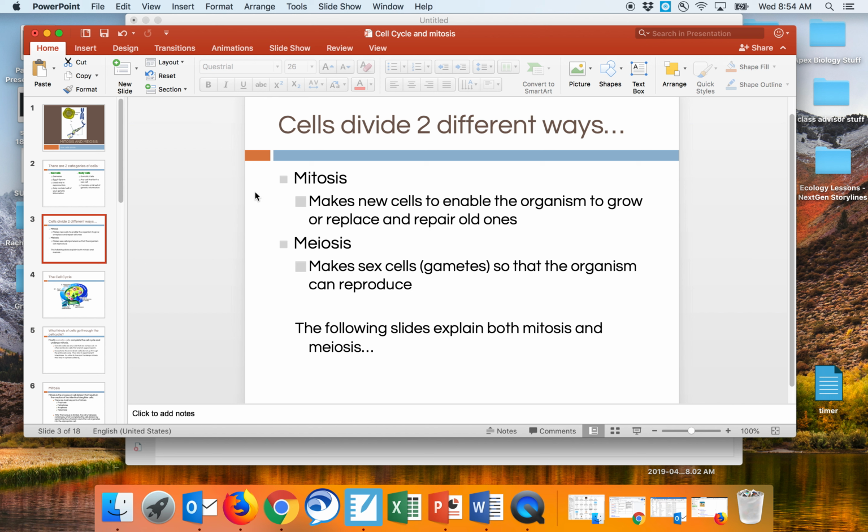In mitosis, this is when we want to make new cells that help us grow. Or sometimes we have old cells that we need to replace or repair. So for that purpose, we will use mitosis. Meiosis is when we want to make sex cells for reproduction. Though that process is slightly different because we need to end up making cells that only have half of our genetic material.